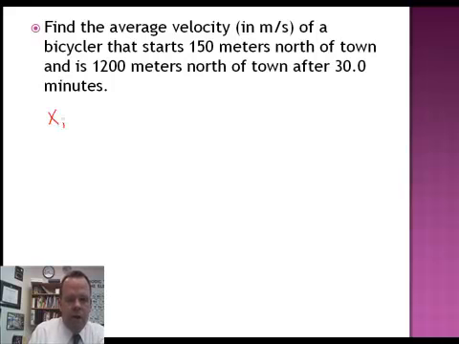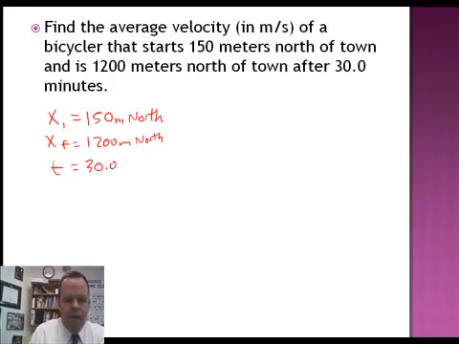So we know our initial position is 150 meters north. Our final position is 1,200 meters north. Our time is 30 minutes, and we're trying to solve for our velocity, our average velocity. Now, next I'm going to write out the equation. Average velocity equals delta x over t.